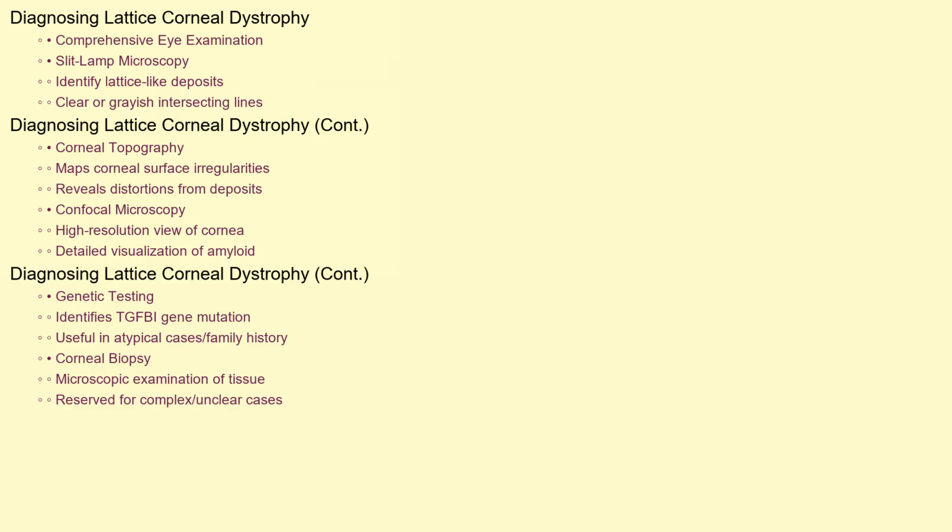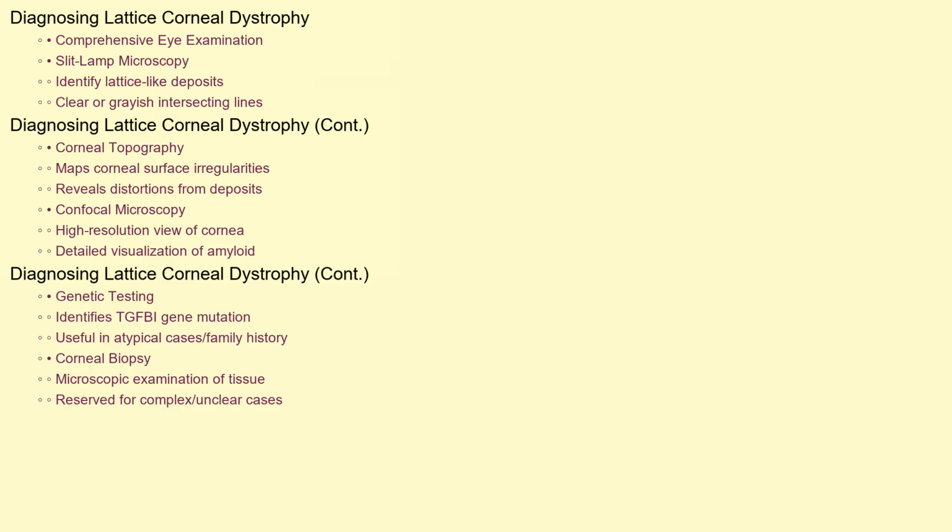Diagnosis: diagnosing lattice corneal dystrophy involves a comprehensive eye examination. A slit lamp microscope is used to closely examine the cornea and identify the characteristic lattice-like deposits. These deposits appear as clear or grayish lines that intersect and branch out across the cornea. Corneal topography can map the corneal surface, revealing irregularities and distortions caused by the deposits. Confocal microscopy provides a high-resolution view of the cornea, allowing for detailed visualization of the amyloid deposits and other structural abnormalities.